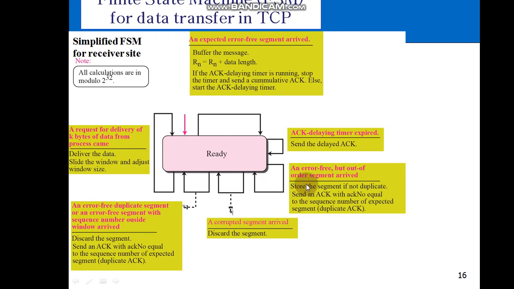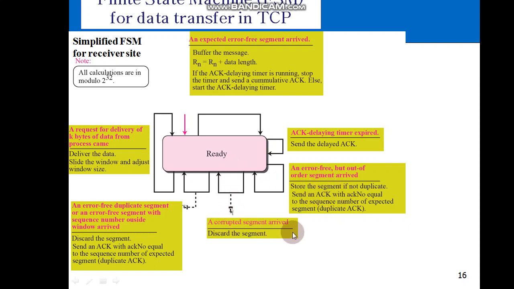The second case is if an error-free but out-of-order segment arrives. Suppose a segment with number 3 is expected, and 4 arrives. Then it stores that segment. If it is not a duplicate, for example 4 is received for the first time, it will store it in the buffer or in the queue, and then send an acknowledgement saying that sequence number 3 is expected. Again it will initiate a duplicate acknowledgement. So that is one more scenario.